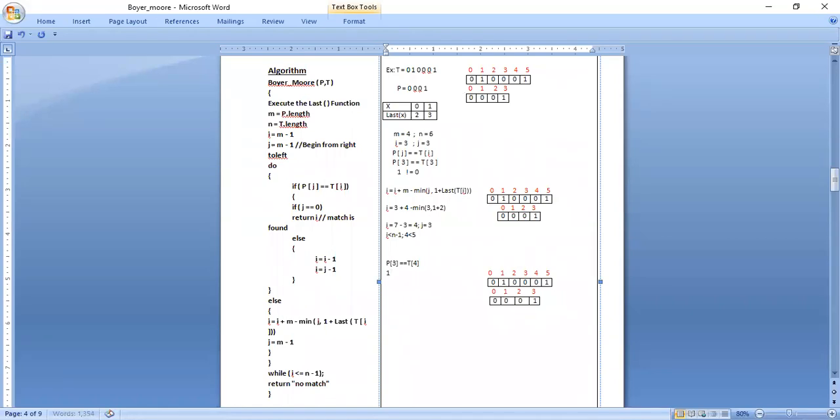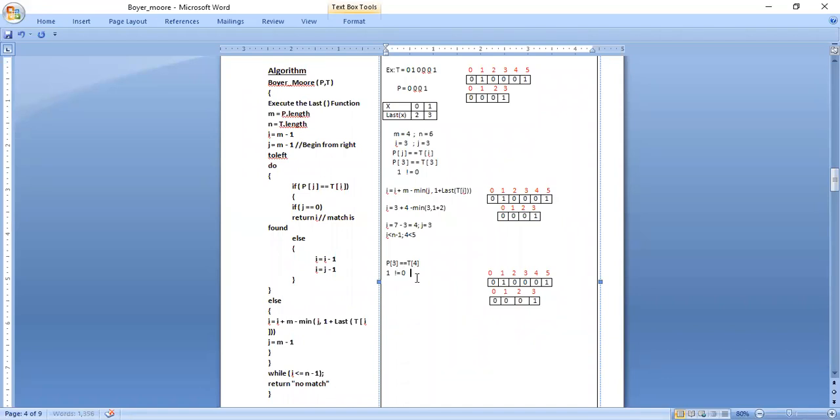And what is t of 4? You can check here. It is 0. So whether they are equal? No, they are not equal. So 1 is not equal to 0.